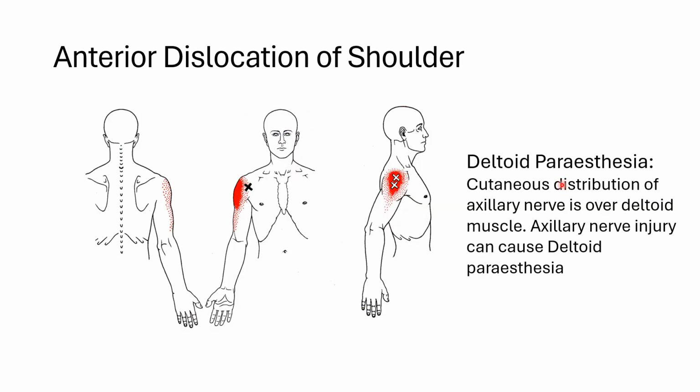Deltoid paresthesia. The cutaneous distribution of the axillary nerve is over the deltoid muscle. Axillary nerve injury can cause deltoid paresthesia.